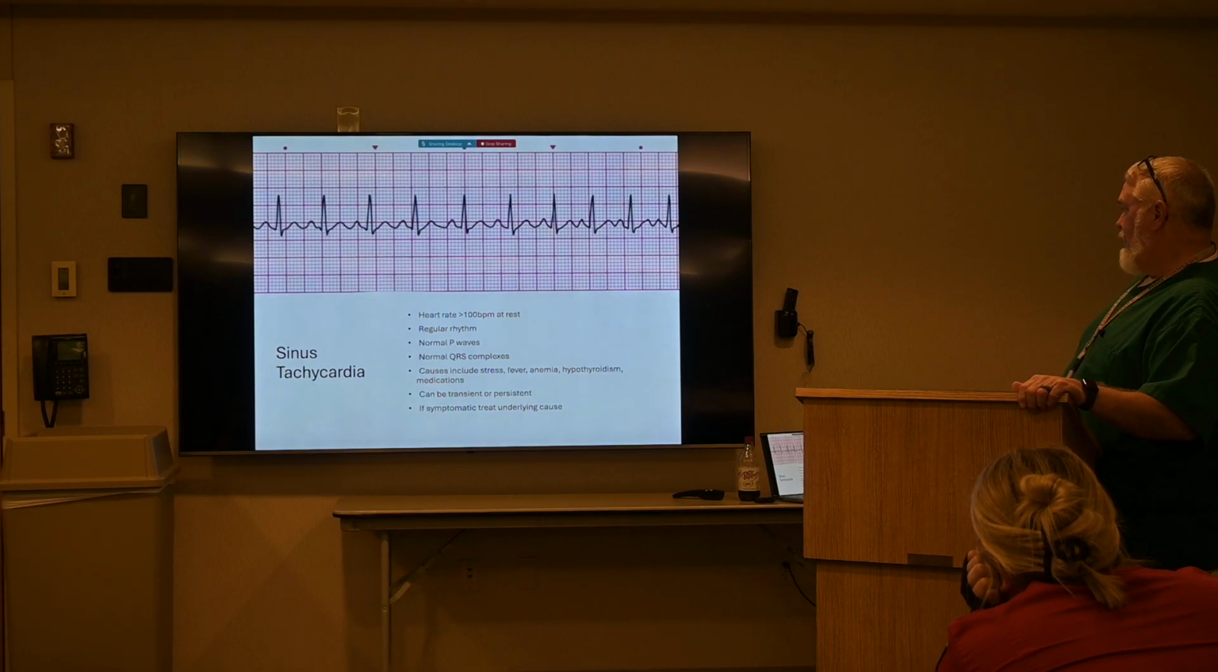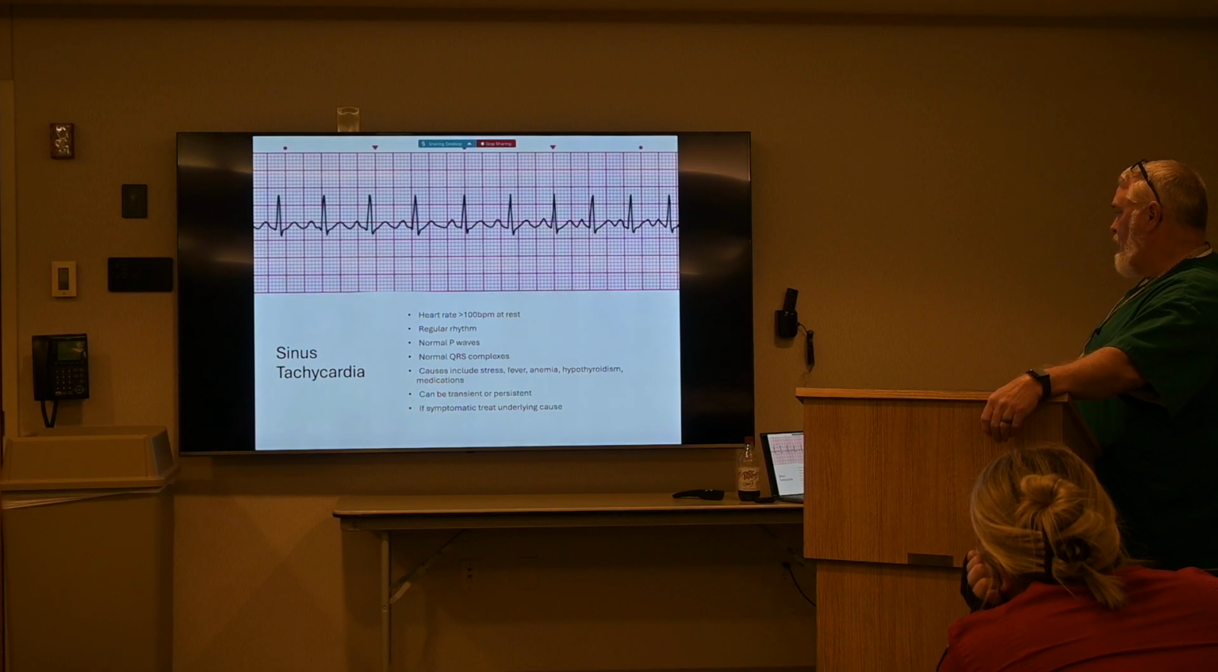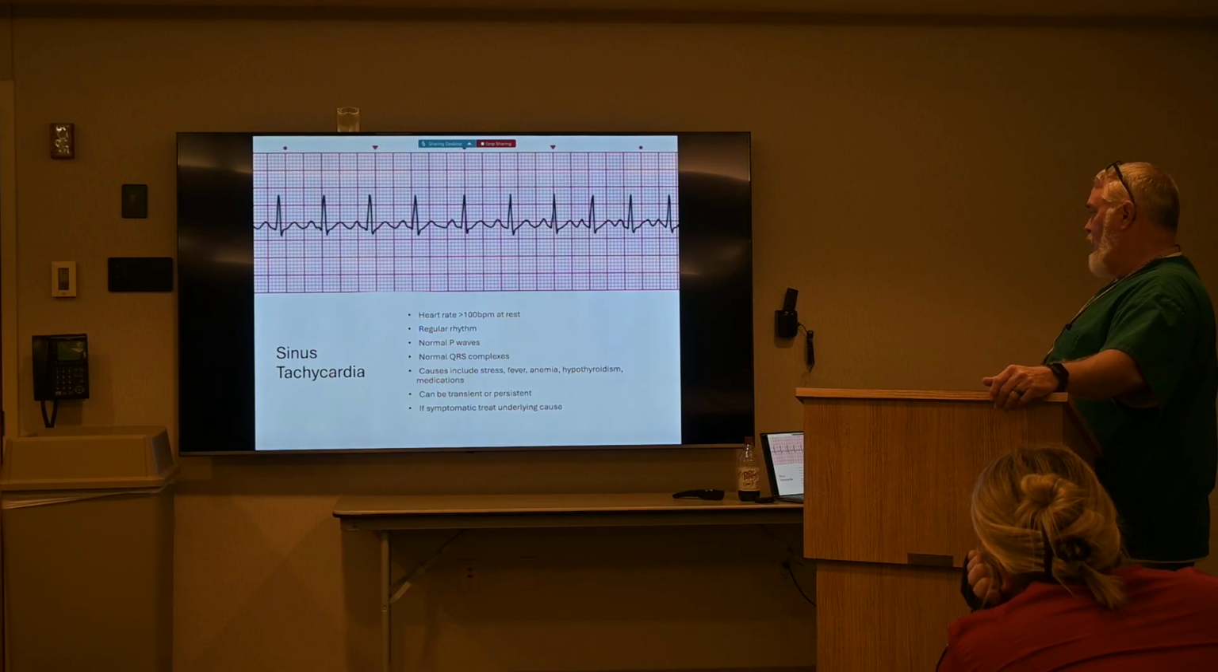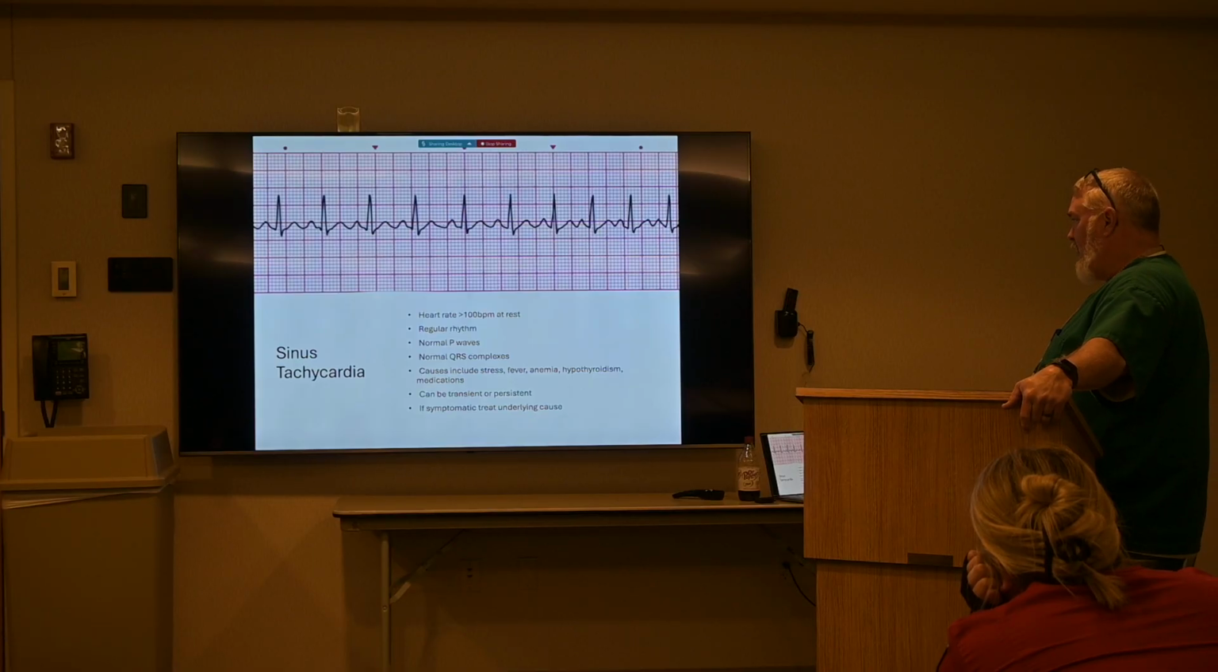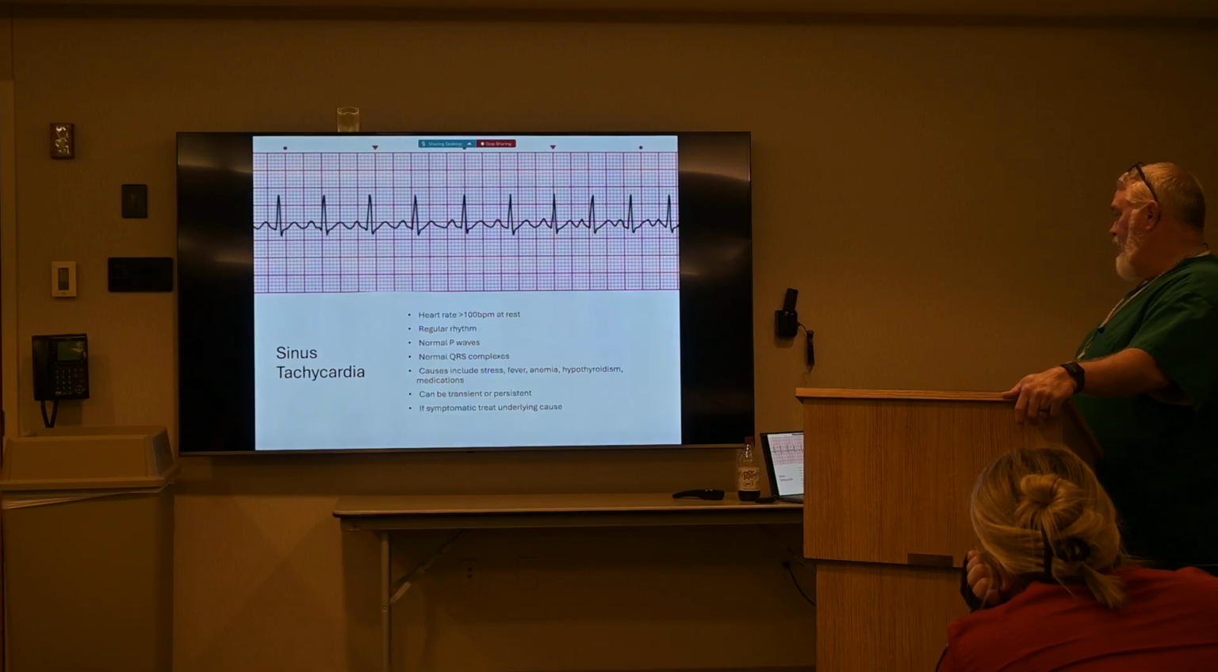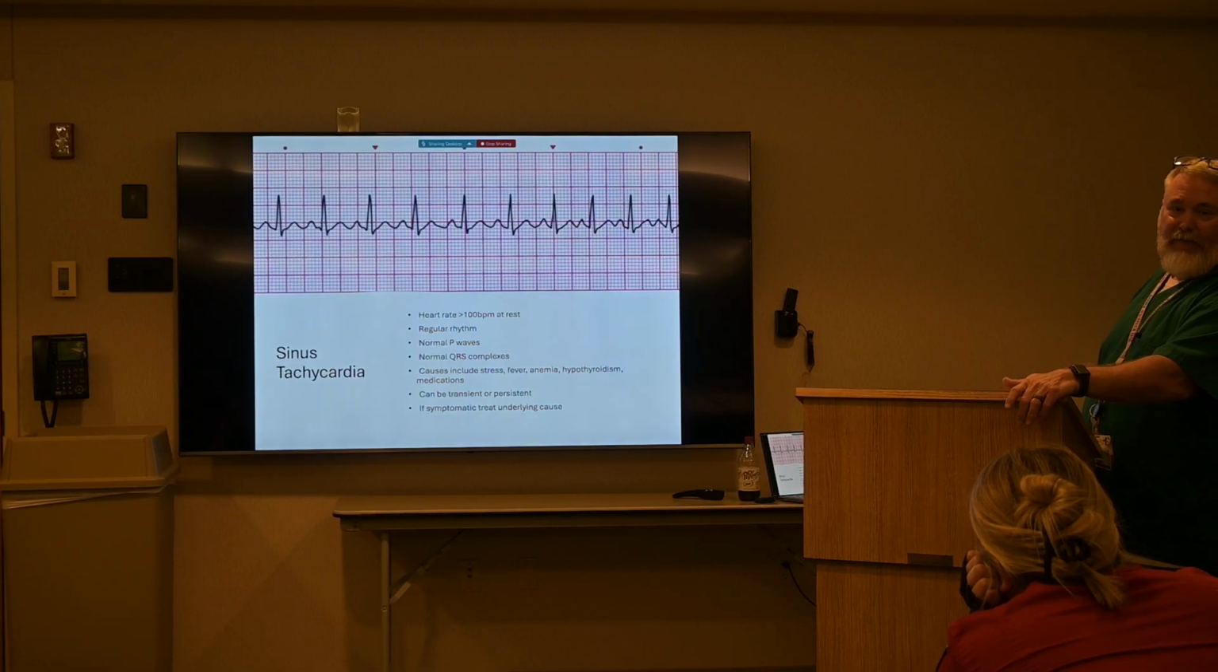Sinus tachycardia. Heart rate is greater than 100 at rest. You have a regular rhythm, normal P waves, normal QRS complexes, usually caused by stress, fever, anemia, hypothyroidism. Can be transient or persistent. And again, just like bradycardia, if it's symptomatic, find the reason why and fix it.